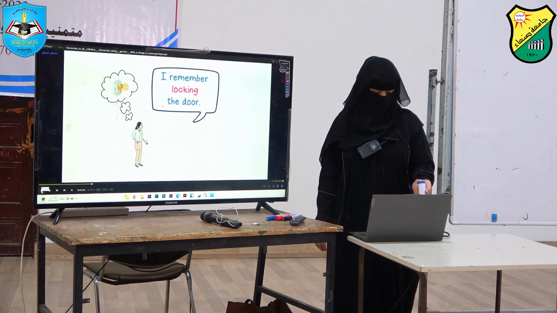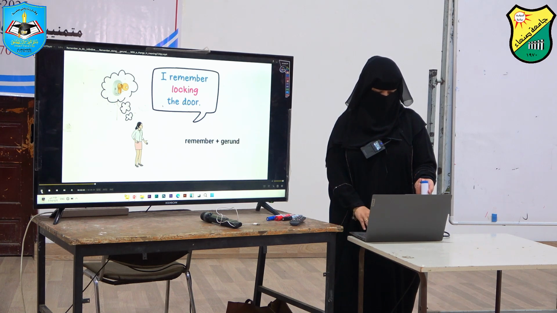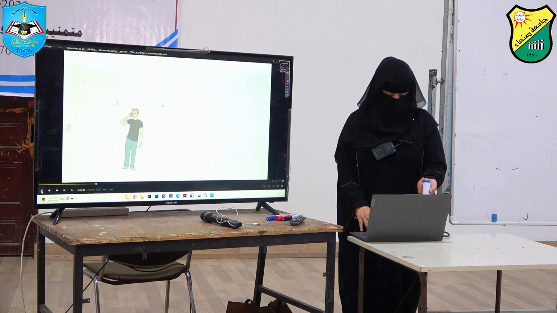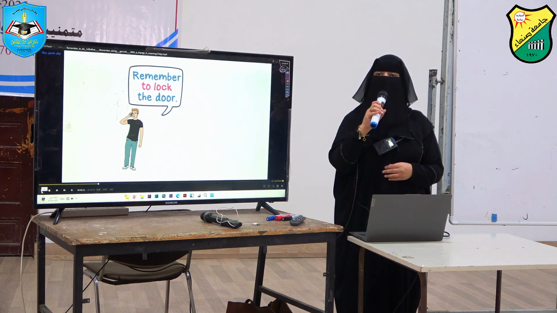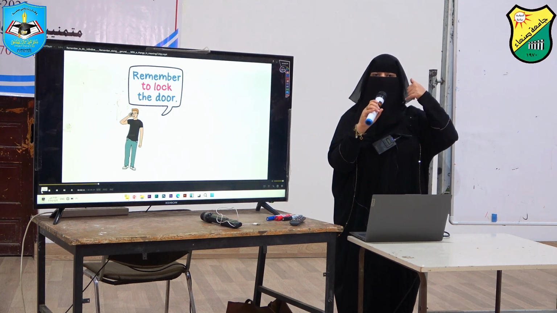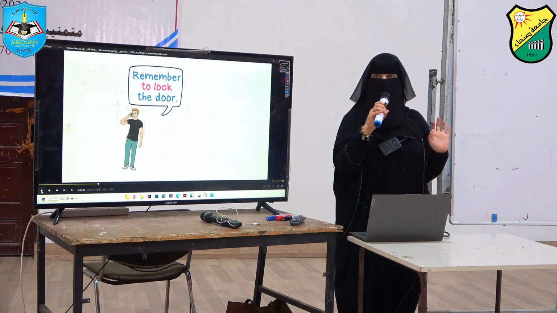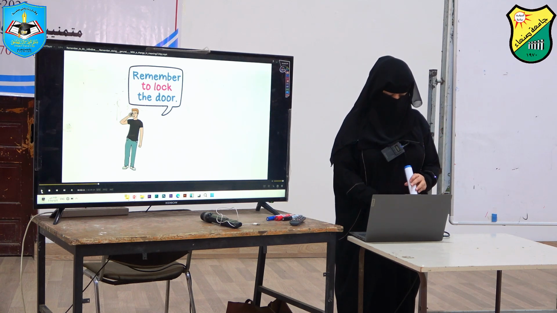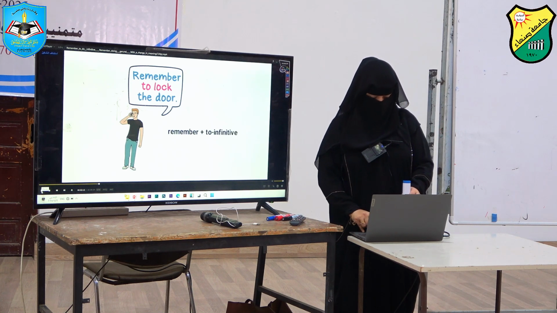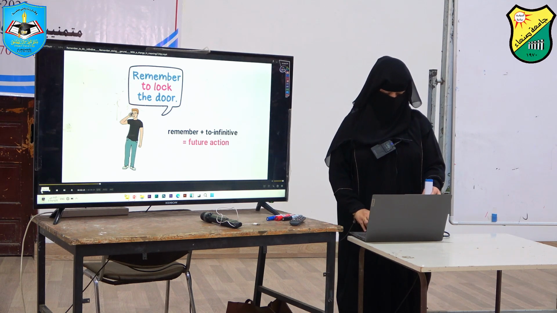It means you locked the door in the past and now you remember it. So again, remember with the gerund is used when you're thinking of an event in the past. Whereas remember to lock the door means remember, then lock the door in the future. Okay, I remember to lock the door. I didn't remember. I will call my sister to lock it. Okay, I didn't close it. I didn't lock it. So remember plus the to infinitive is used when you're thinking of a future subsequent action.